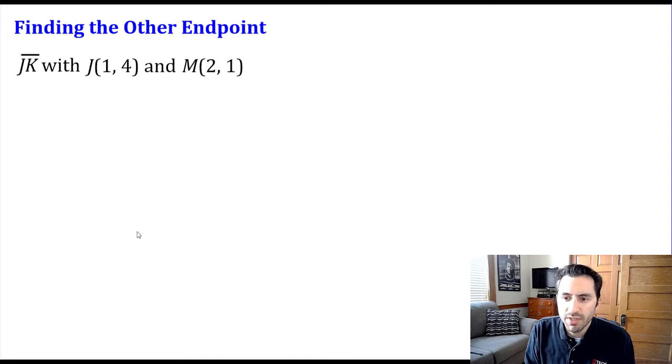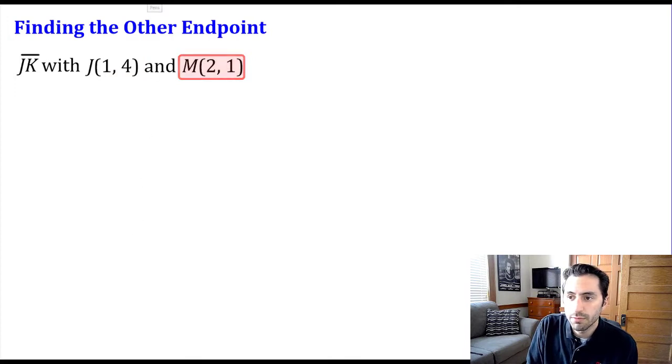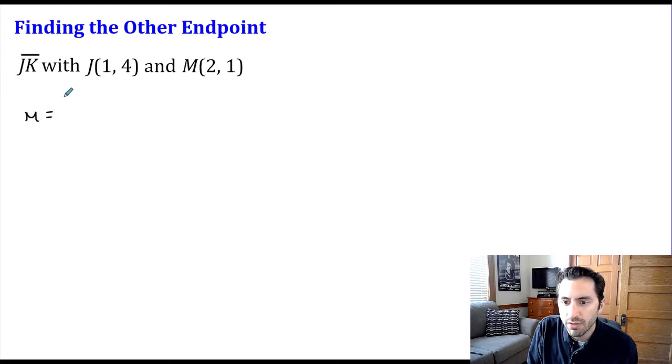So here I'm given segment JK, and I know that the coordinates of J are (1, 4), and I know that the midpoint is at (2, 1). So let's just write down the midpoint formula so we remember what that is. The midpoint is the average of the x values, so we add the two x's and divide by 2, and it's the average of the y values, so we add those together and also divide by 2.